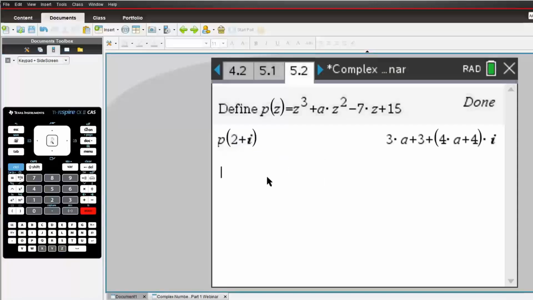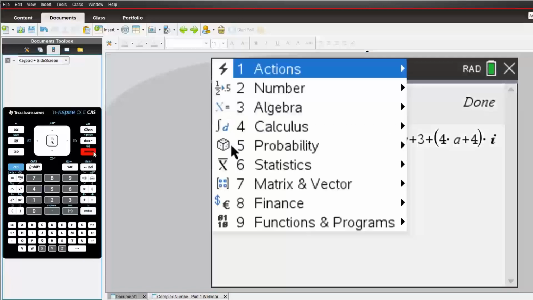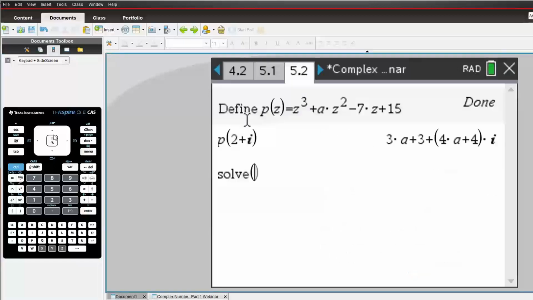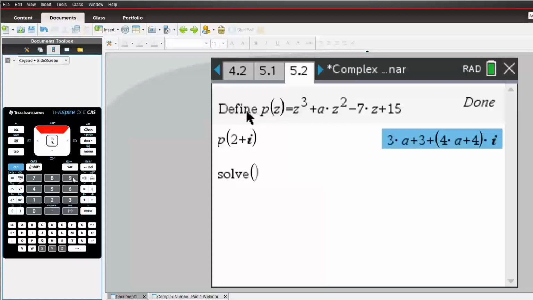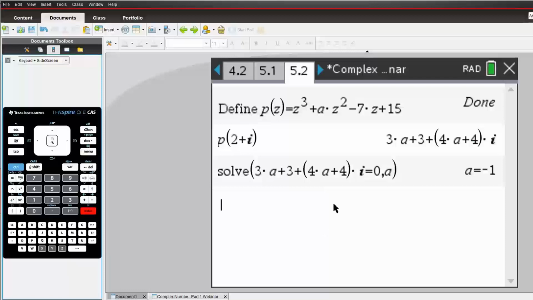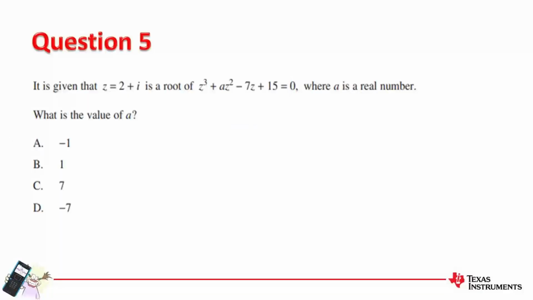is 0. So I can say p(i) is 0, and now again I can solve that by equating this expression to 0. So if I go up and then bring it down and say equals 0, and this time I wish to solve for a, I get a equals -1, which is answer A here.